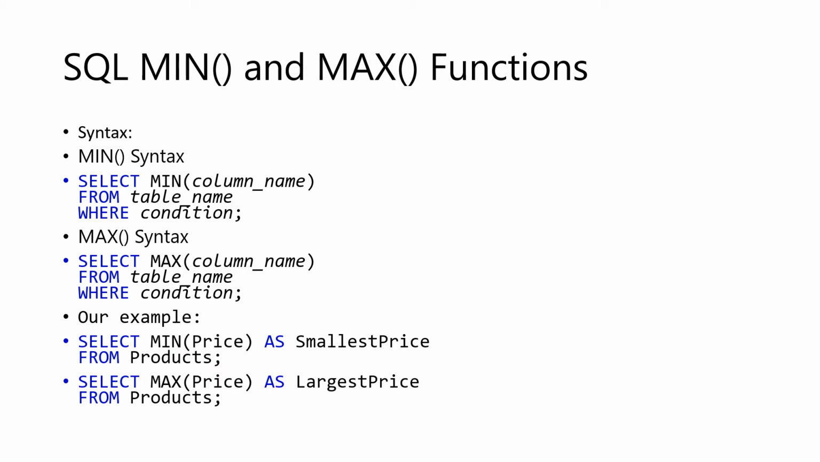Here we go with some SQL functions. The MIN function is used to get the minimum value of any column from the result set. Similarly, the MAX function is used to get the maximum value of any column from the result set. These functions are used with numeric type columns. For example, if you use select MIN price as smallest price from the products table that has the column name price, you can get the minimum value for the price column. Similarly, you can get the maximum value of the price column from the products table.